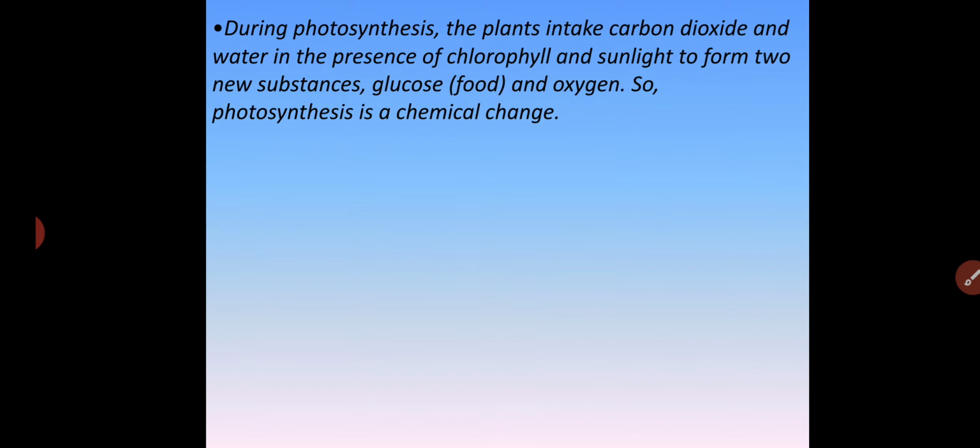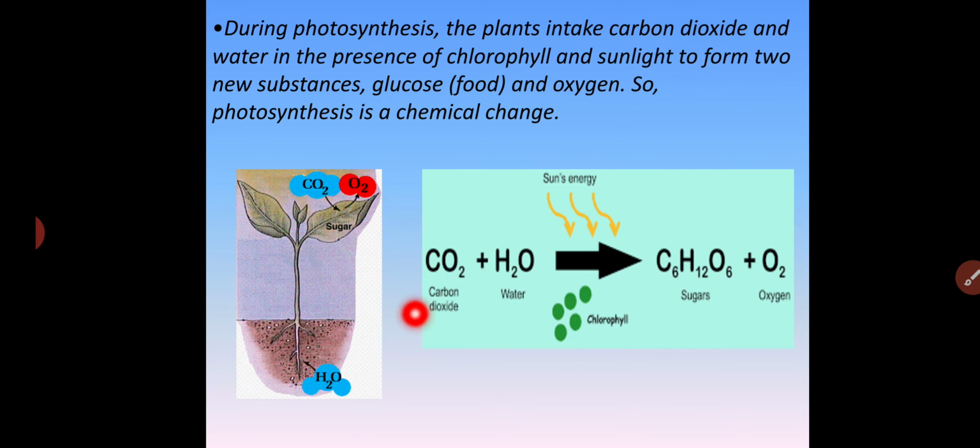Now, even in a photosynthesis process, where the plant is taking water, carbon dioxide and sunlight, a chemical change happens, because when carbon dioxide reacts with the water and sunlight, a new substance forms, that is called sugar. So this is called a chemical change.